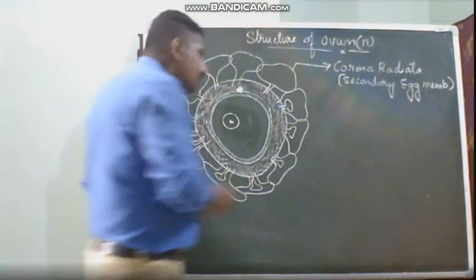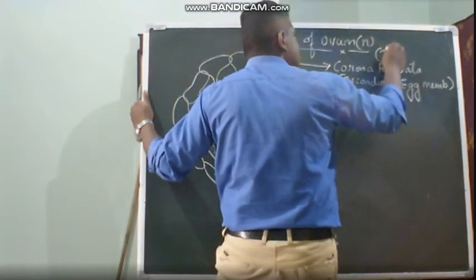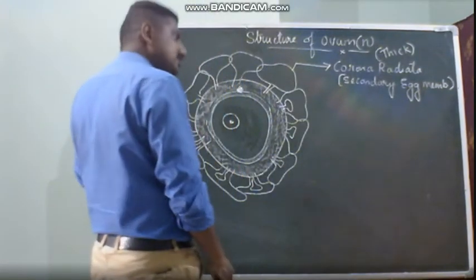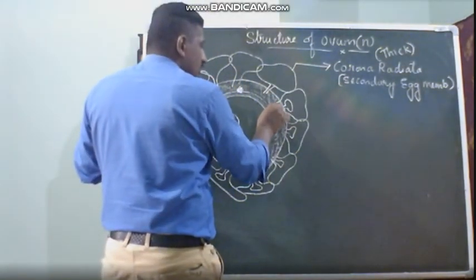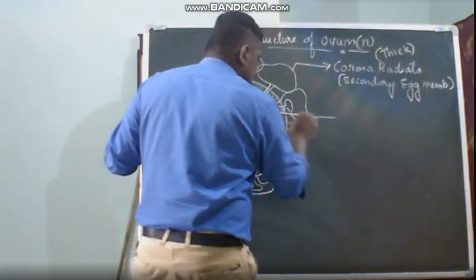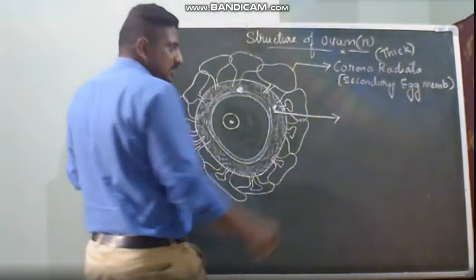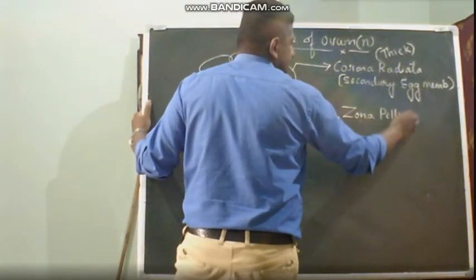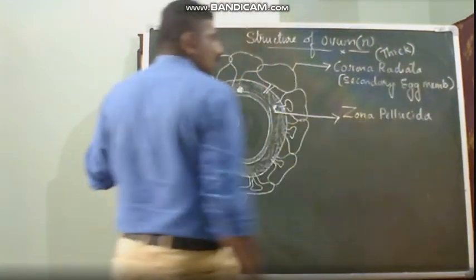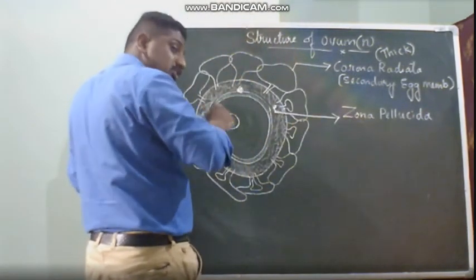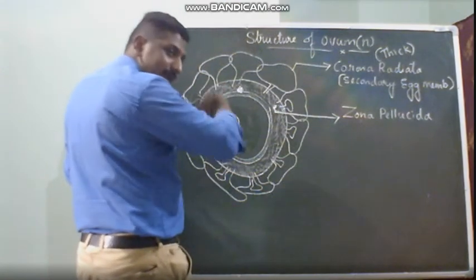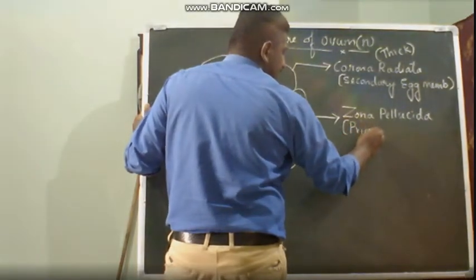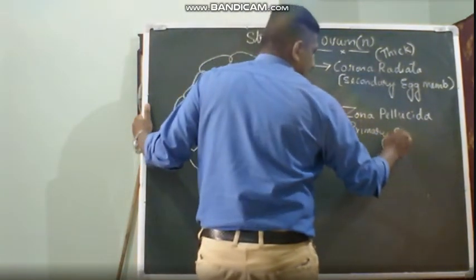If you look, this corona radiata is actually a thick cellular layer. Okay, sir, what is the next layer? The next layer, which I'm going to point here, this layer. What is this layer called? This is called zona pellucida. This is actually the membrane which is derived from the ovum. So we're going to call this membrane the primary egg membrane.